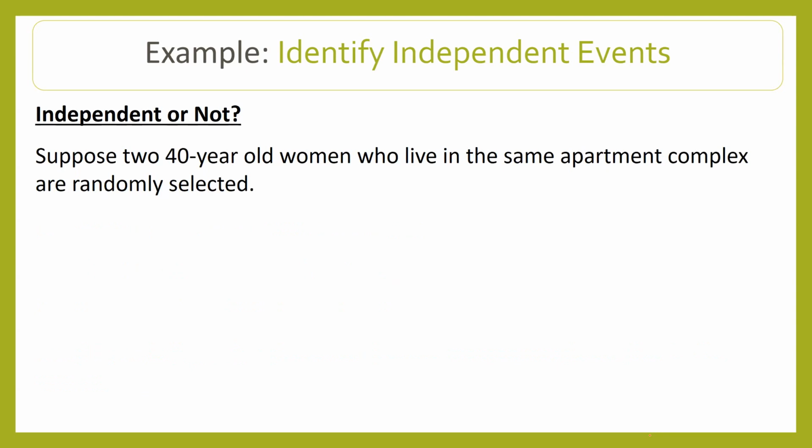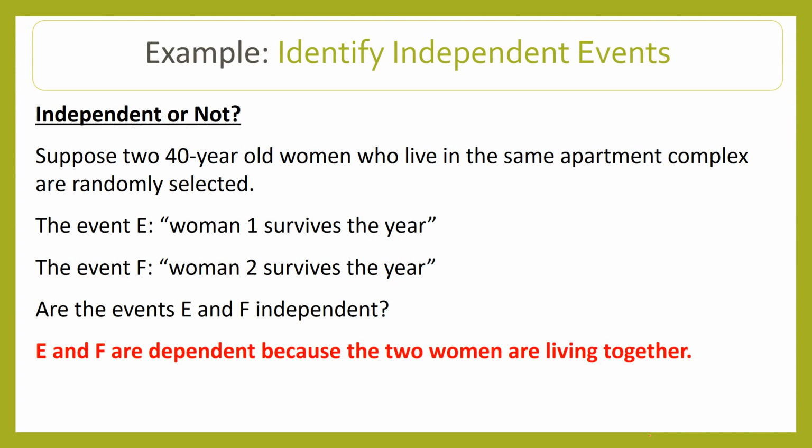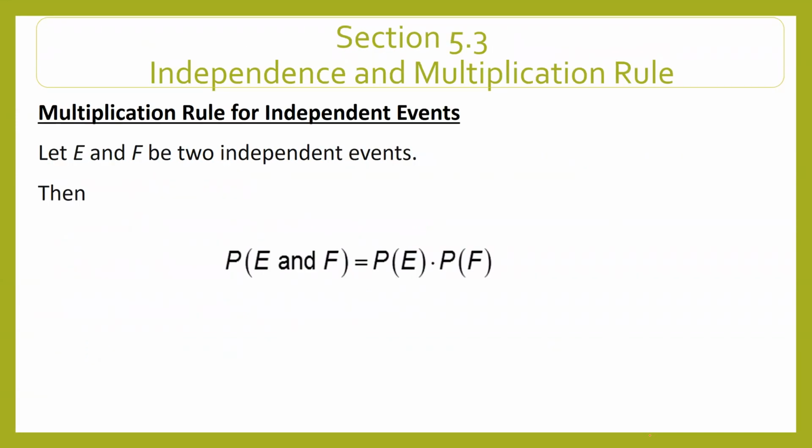Now let's look at the same problem, but with different conditions. These 2 women live in the same apartment complex. So woman 1 survived the year, woman 2 survived the year. Are these independent? I think not, because the two women are living together. So they are subjected to the same environmental impact, the same things. So we will take this as being dependent. All right, so when we have two events that are independent, okay, what is the probability of E and F? The probability of E and F here is the probability of E times the probability of F. So this is a multiplication.